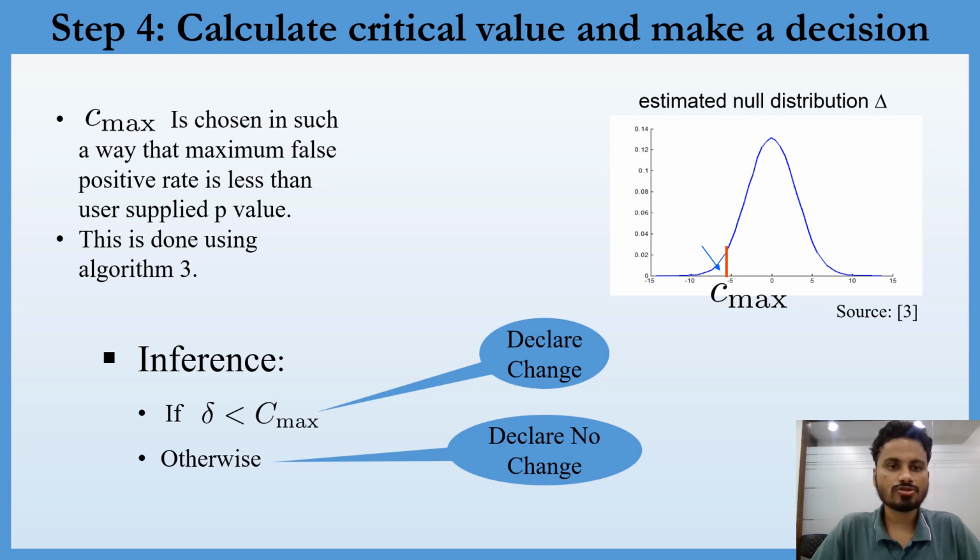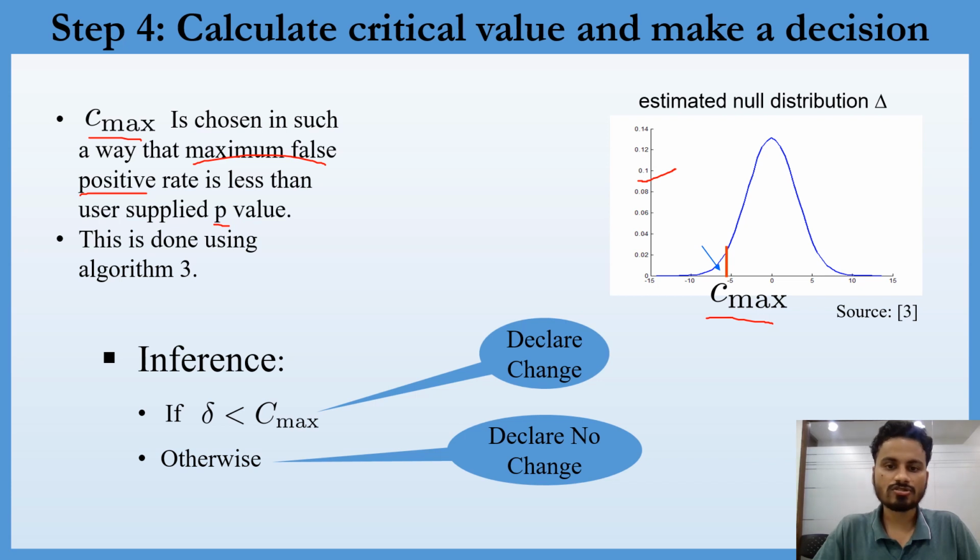Now, since we have the distribution of the test statistic, let us see how to find the critical value to which we are going to compare the test statistic value in order to decide whether there is change or not. So, as we can see in the graph, this is the distribution of the test statistic. We know that its mean is 0. We know its variance as calculated in the previous slide. So, in order to calculate Cmax, the procedure followed is that Cmax is chosen in such a way that the maximum false positive rate is less than the user supplied p-value. So the user has given this p-value, and we have to keep the false positive rate below this p-value. In such a way, the Cmax value is chosen.